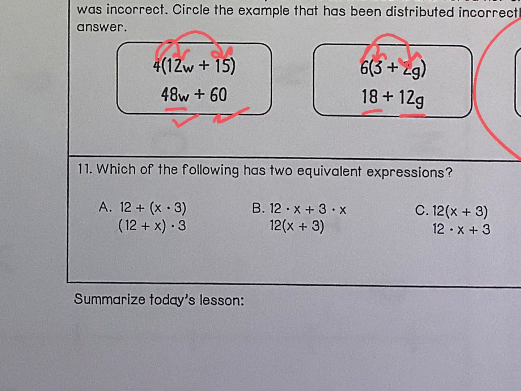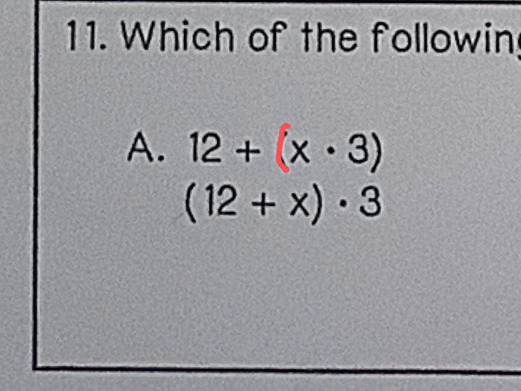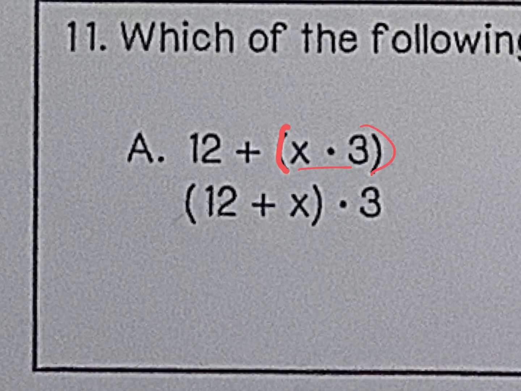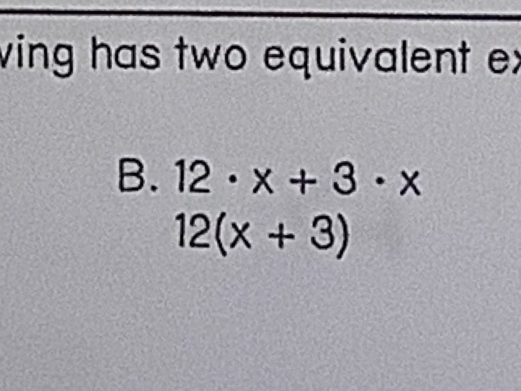Okay, so question number 11 says, which of the following has 2 equivalent expressions? Okay, so right here, what did it do here? Let's look at it. I'm going to zoom in. It said x times 3, and then over here it wants me to, no, I can't do this first, because remember the order of operations. You can't just say, hey, I'm going to multiply here first, but then in the other one I'm going to add first. So that's a no.